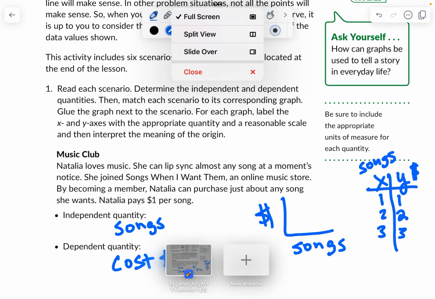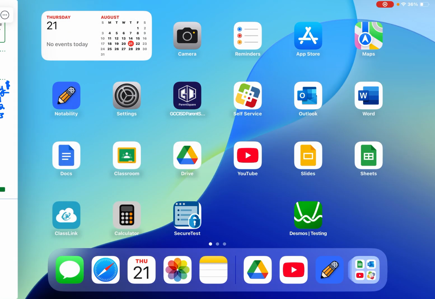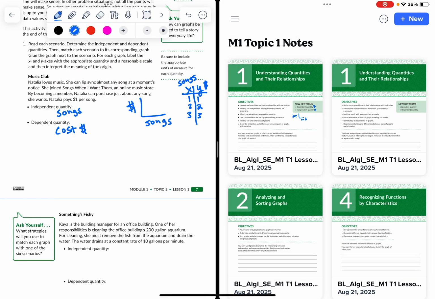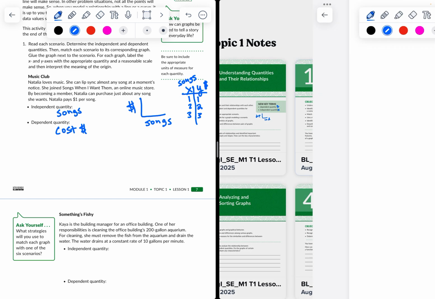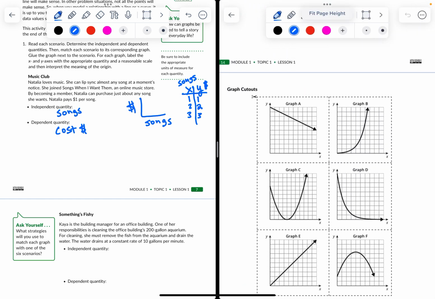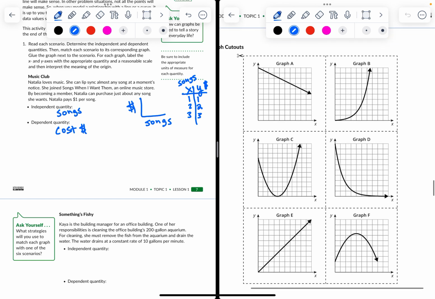And I'm actually going to pull up a screen of the second page. Let me find it real quick. Here it is. A second page that we're referring to. These are 6 graphs, and one of those matches this situation. Now, as the number of songs increases, so does the amount of money that I'm spending. What if I buy 0 songs? How many dollars would that be? That would be $0, right?